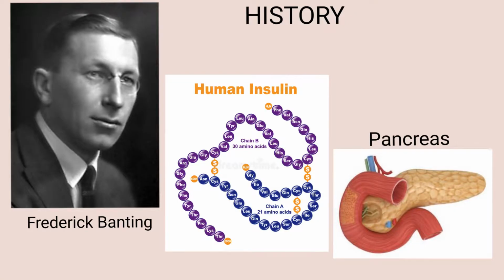Frederick Banting and Charles Best discovered insulin in 1921. Insulin is a protein hormone which regulates fat and carbohydrate metabolism. And when your body can't produce enough insulin, you develop diabetes. So in order for your metabolism to function properly, you need insulin replacements.